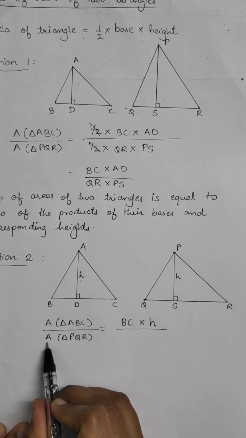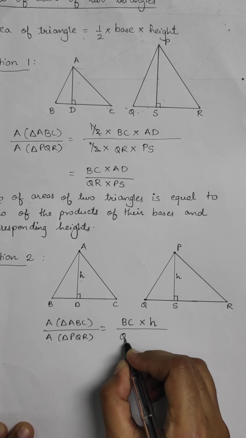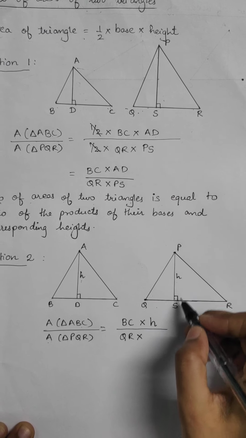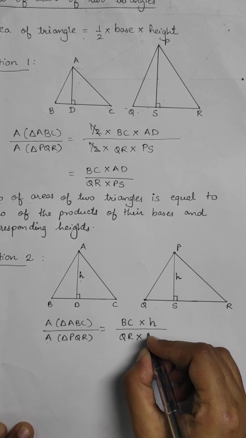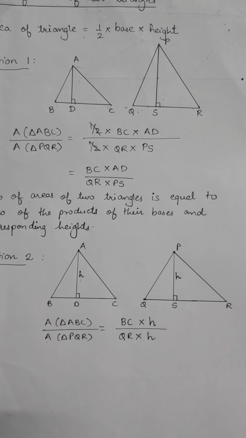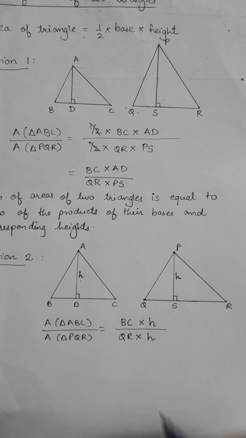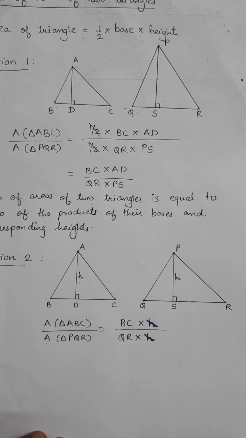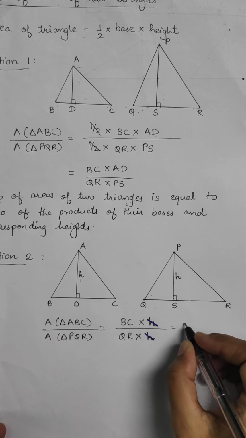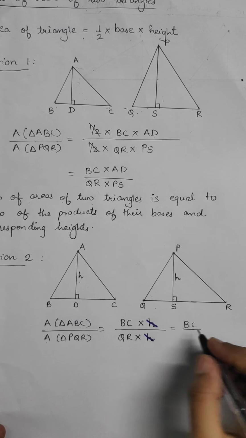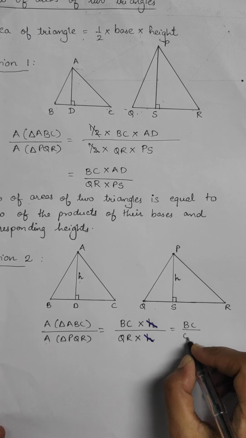Now for triangle PQR, the area of triangle PQR, the base is QR and the height is PS, which again they have written as the letter H. So we are going to put it. Now if you compare, you can see the height is the same, so it gets cancelled out. So what remains with us? The ratio of the base of the first triangle to the base of the second triangle.